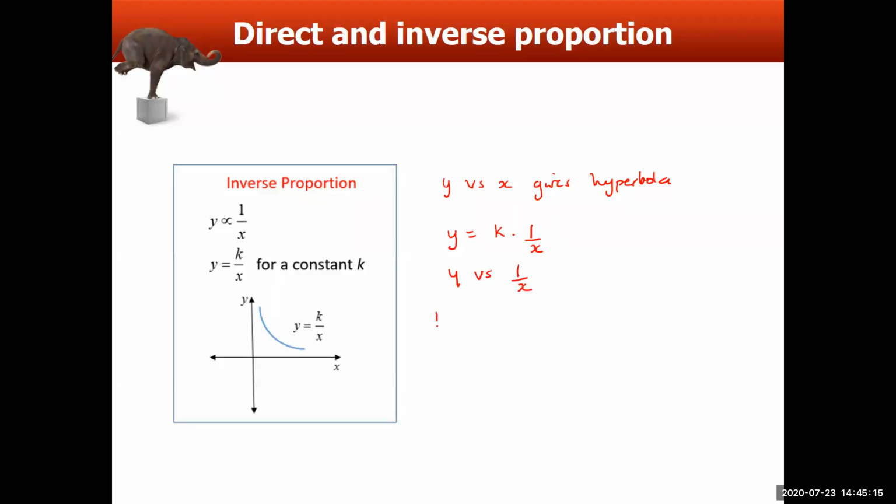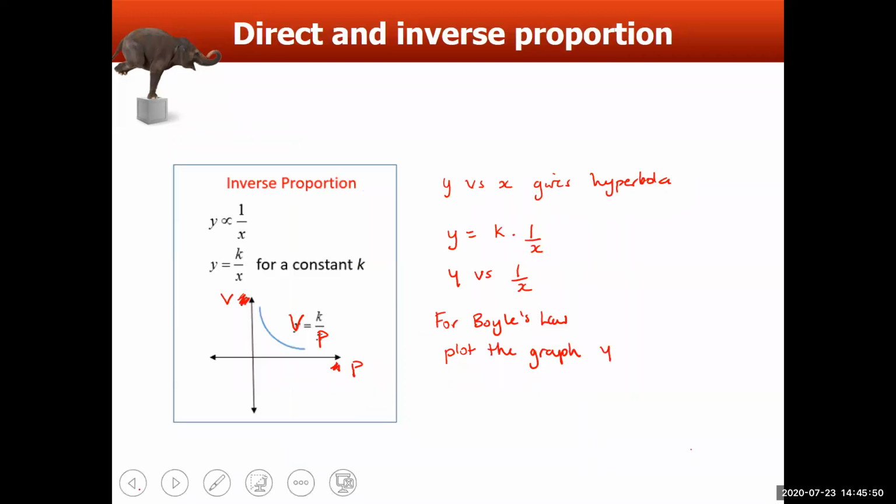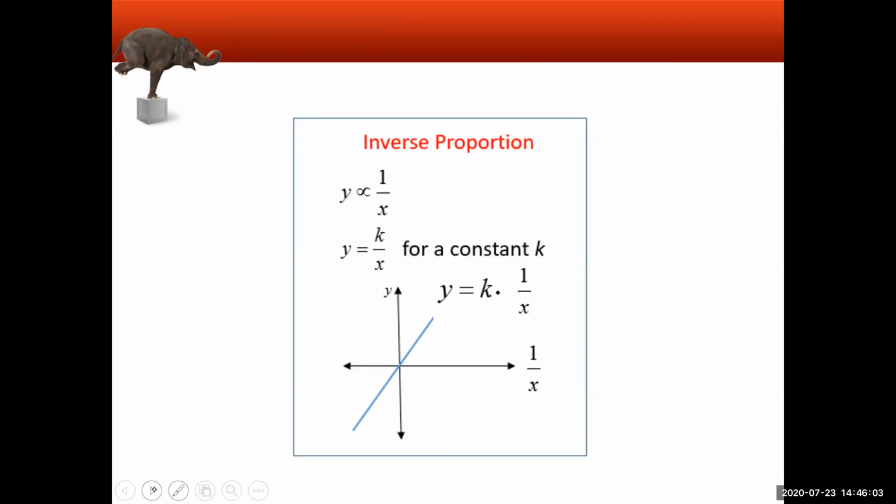And of course, for Boyle's law, we're not talking about y's and x's, we're talking about volume and pressure. So for Boyle's law, that would be volume and that would be pressure on the axis. So then we'd have V equals k over P. So for Boyle's law, we want to plot the graph of y versus 1 on x, which will be V versus 1 over P. So if we're actually going to plot that graph, then this axis here, what we usually call the x-axis, is going to be the 1 over P axis, and this is going to be the V-axis.